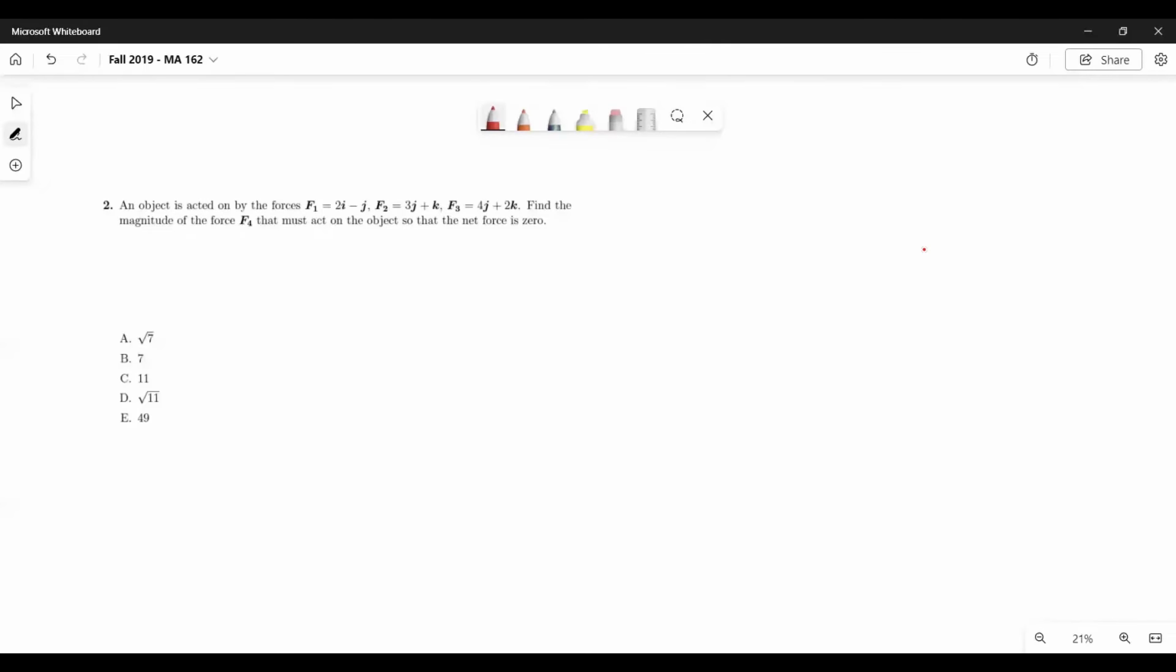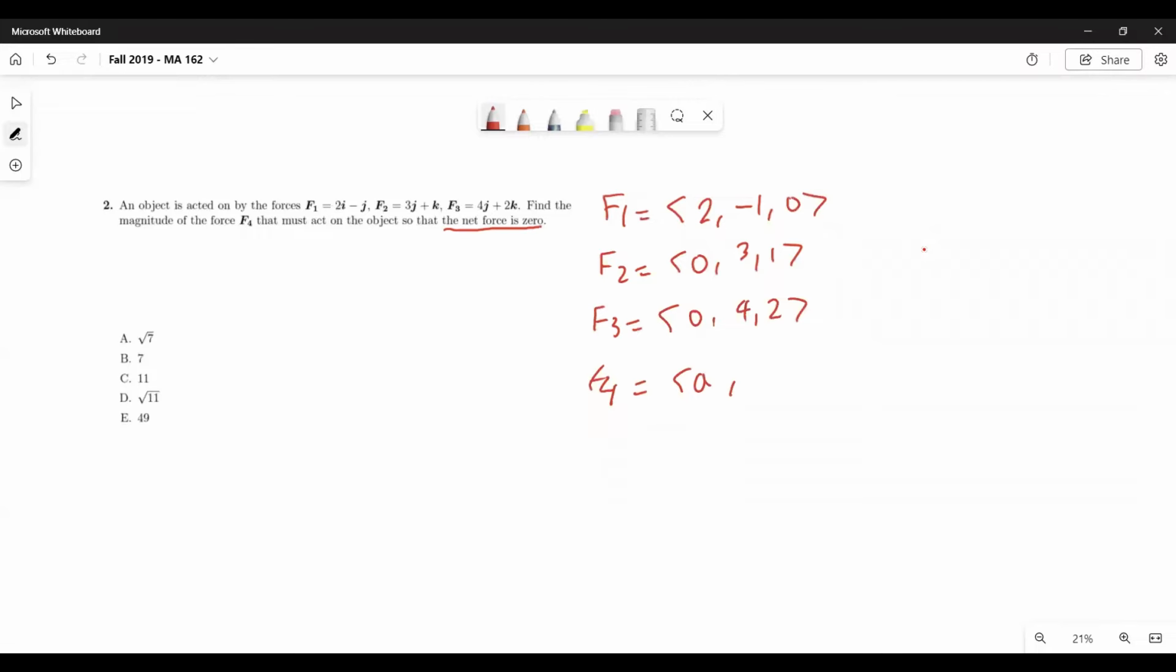Okay, so this question has to find the magnitude of the force. So the net force is 0. If the net force is 0, that means the sum of all the forces should equal the 0 vector. So let's write the forces. F1 is equal to 2, -1, 0. F2 is equal to 0, 3, 1. F3 is equal to 0, 4, 2. F4 we are not given, so we're just going to put it as A, B, C.